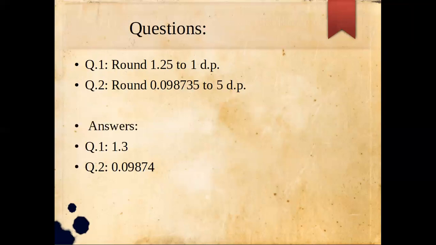Question 1 answer is 1.3. So 1.25 to 1 decimal place. We look at the first decimal place, which is 2. Then we look at the one after that. It is 5, which is 5 or higher, so we round up, and it turns to 1.3.